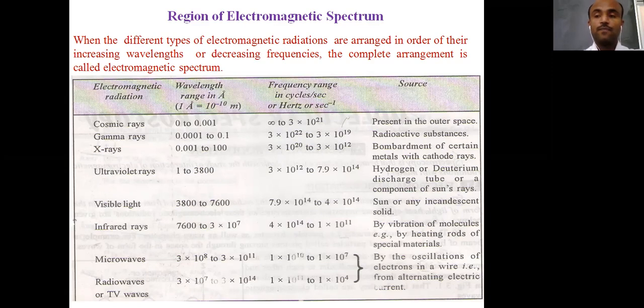Then after infrared, the next region is microwave, and it is produced by the oscillation of electrons in a wire, that is, from alternating electric current. After that, the last region is the radio wave, also called the communication wave, having the lowest energy and the highest wavelength.